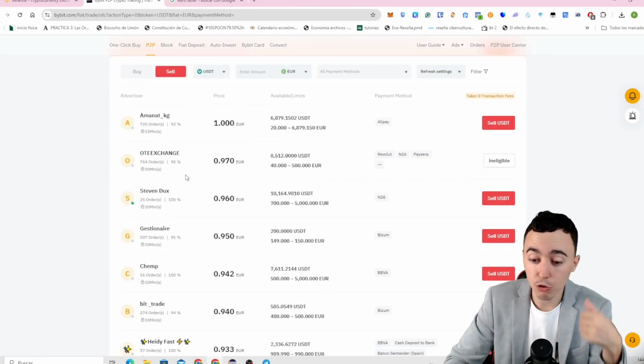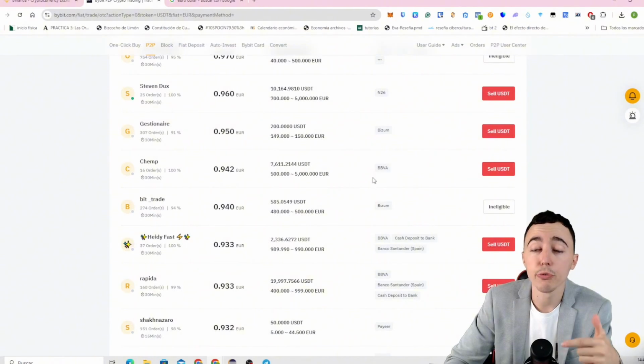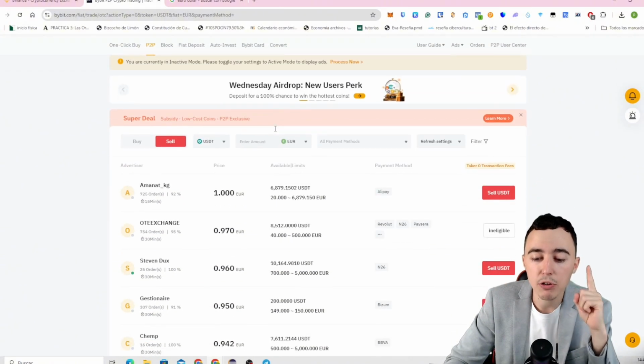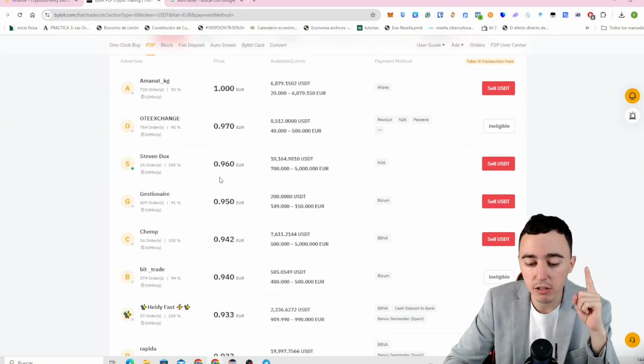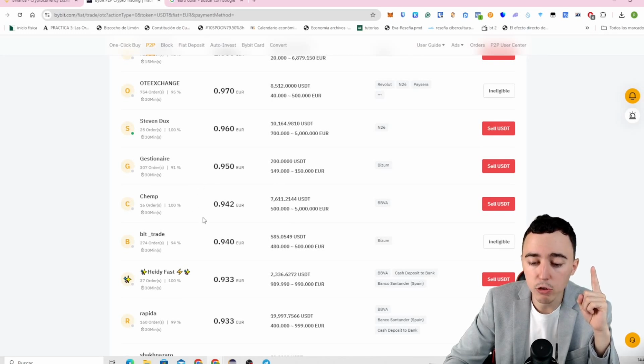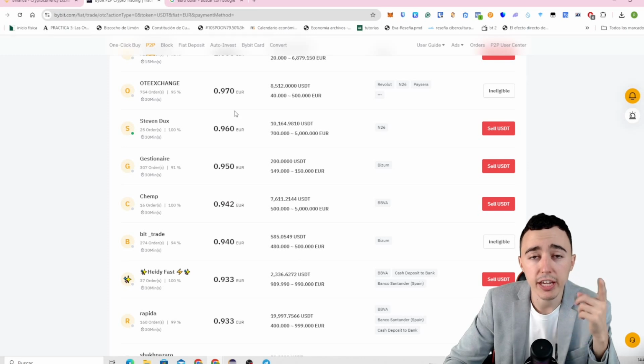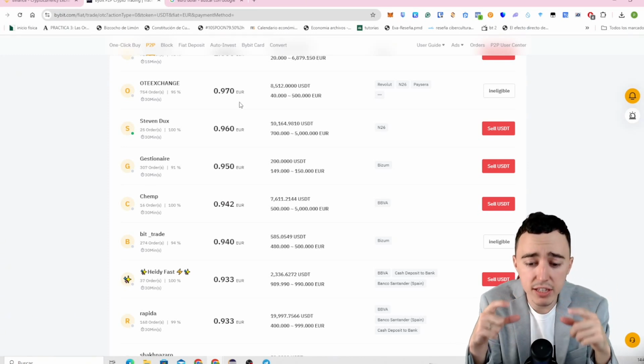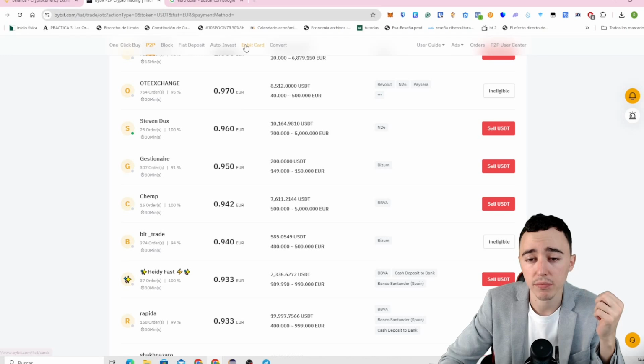And you can sell your crypto to someone who will pay you in the real world. Now here, I want you guys to pay attention, because if we look at these prices, there are a lot of people who are willing to pay us 0.94 euro for each USDT. Remember, the USDT is the same as the dollar, but digital.